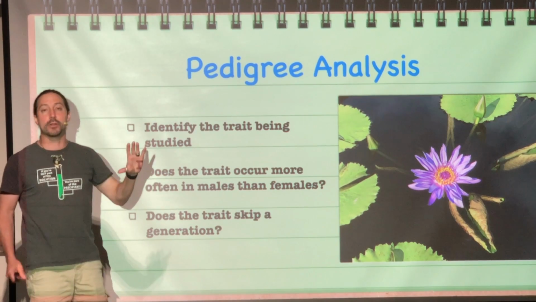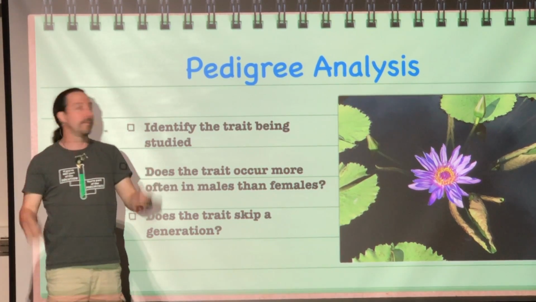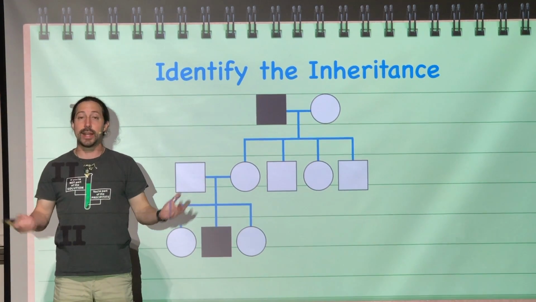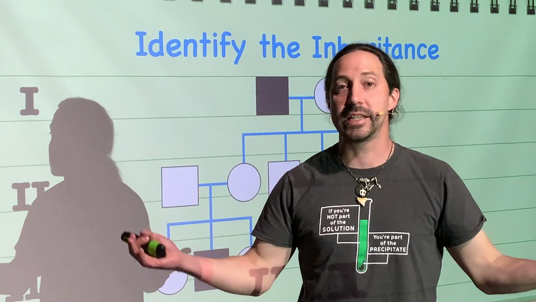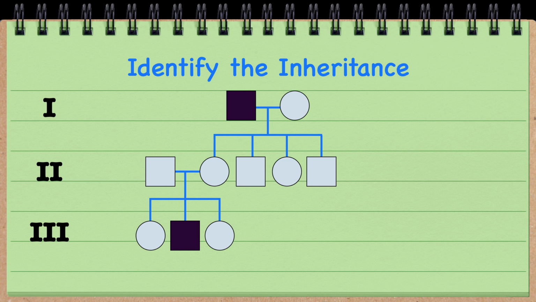Let's look at a few pedigrees and see what type of trait is being shown. Inheritance pattern number 1. For this pedigree, is it a sex-linked trait? Is it autosomal? Is it dominant or is it recessive? I'll tell you the answer in just a few seconds.